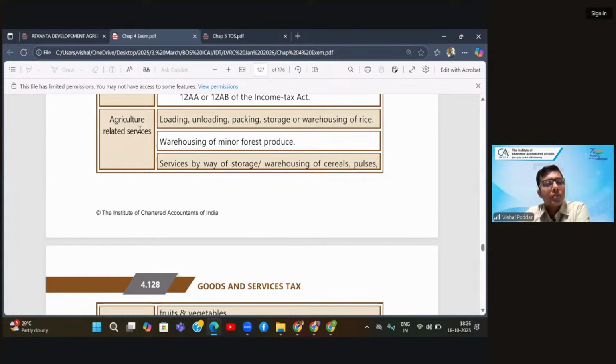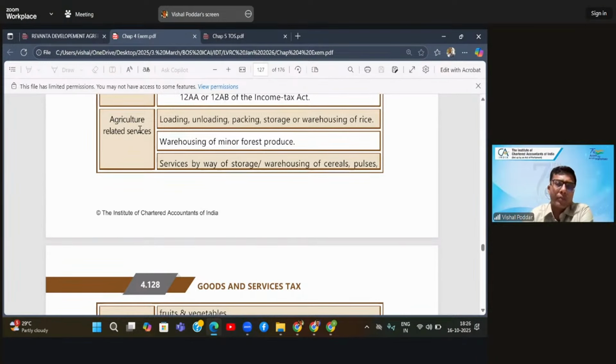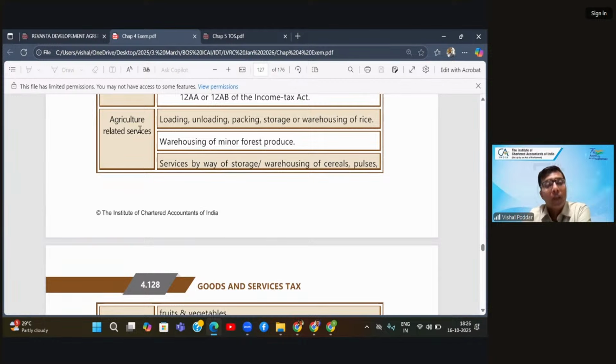Here we are talking about services which have a linkage with agriculture, or you can even say agricultural produce. But here again, specific services are exempt. Not all services relating to agriculture are exempt.